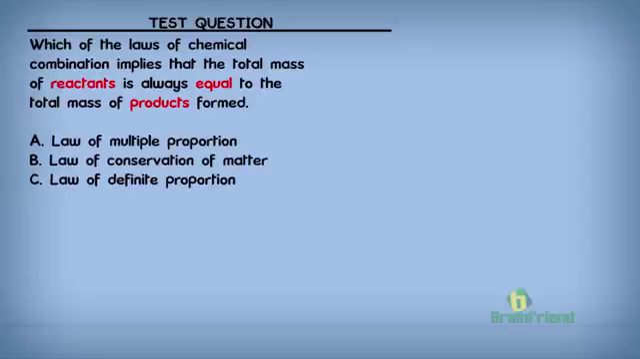Which of the laws of chemical combination implies that the total mass of reactants is always equal to the total mass of products formed? A, law of multiple proportion. B, law of conservation of matter. C, law of definite proportion. If you picked A or C, you're wrong. Our answer is the law of conservation of matter.